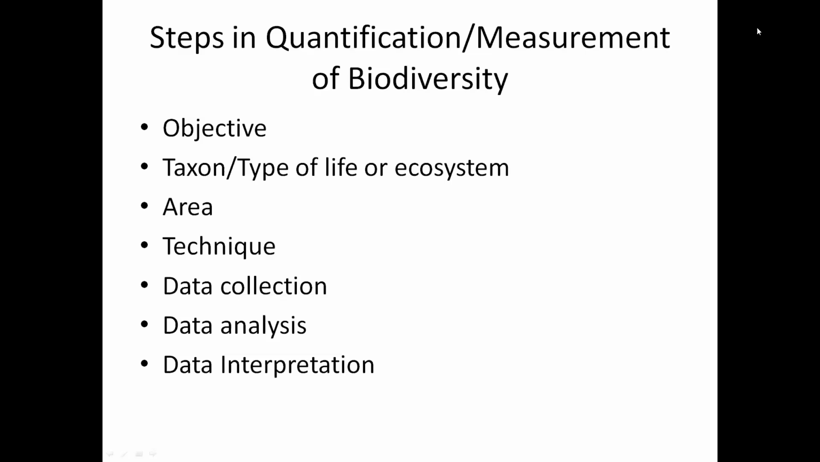We also have to measure fish. Now, there are completely different techniques for measuring the diversity of birds and the diversity of fish. So once I fix the kind of taxon I'm looking at, then my method is going to change. So that is the other thing: the taxon, or type of life, or ecosystem.